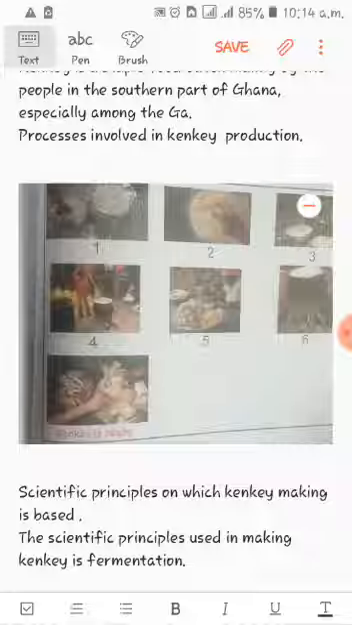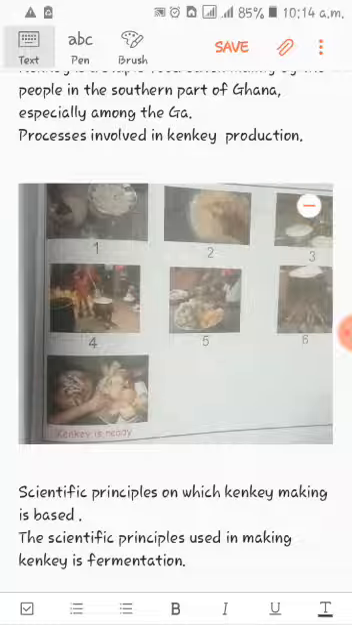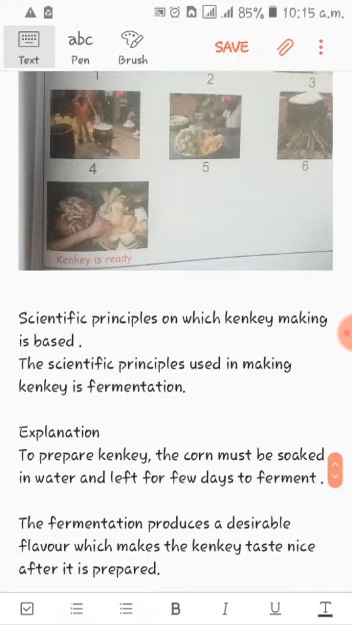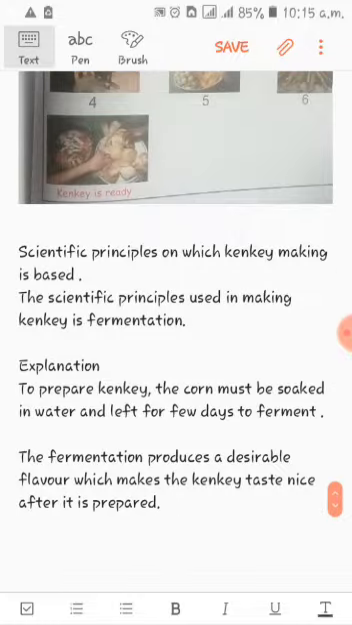So the principle there is based on fermentation, where the corn is milled. After milling, they add water and leave it down to ferment for a day. Then they use it to prepare the kenke. To prepare kenke, the corn must be soaked in water and left for a few days to ferment. The fermentation produces a desirable flavor which makes the kenke taste nice after it is prepared.